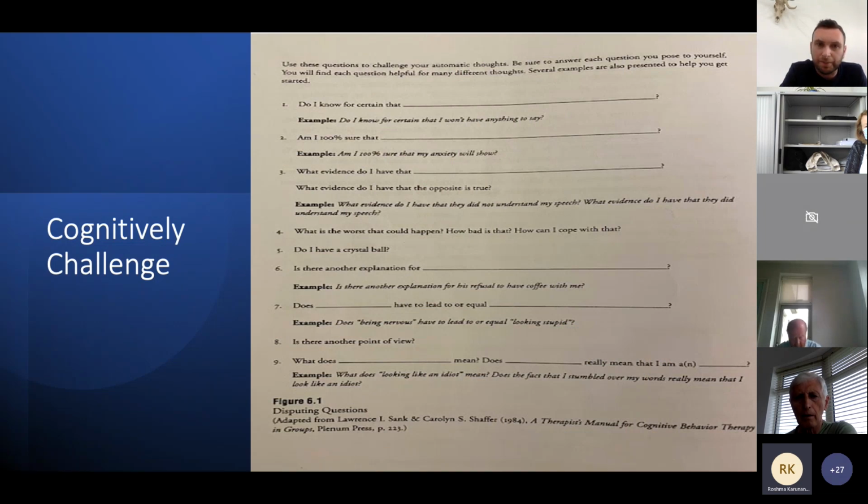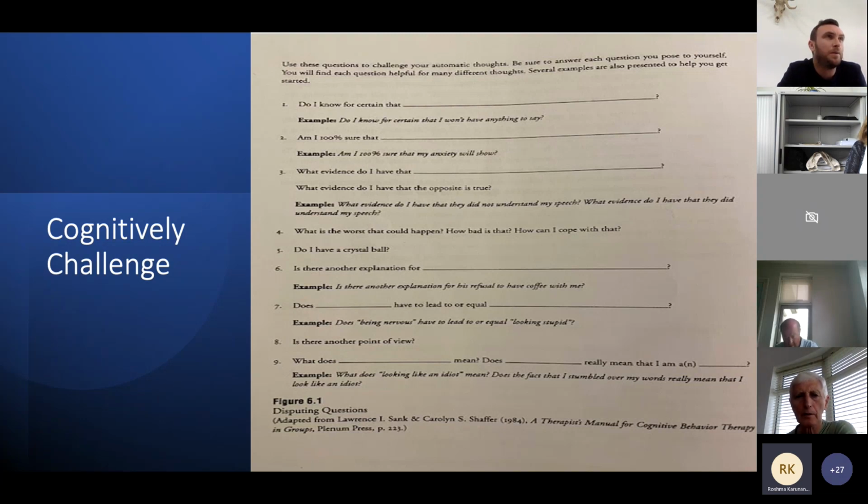Another sheet that I got from the same book, at the back of the reference list, is helping people to cognitively challenge some of their thoughts. Okay, so they now have a list of thoughts that they have peppered with some doubt, with some of the cognitive distortions. And now what we're doing is we're helping them to become their own therapist and to challenge some of their thoughts. So we get to ask questions such as, do I know for certain that I'm not going to have anything to say? Am I 100% sure that that person is going to be mean to me or give out to me or whatever? What evidence do I have?